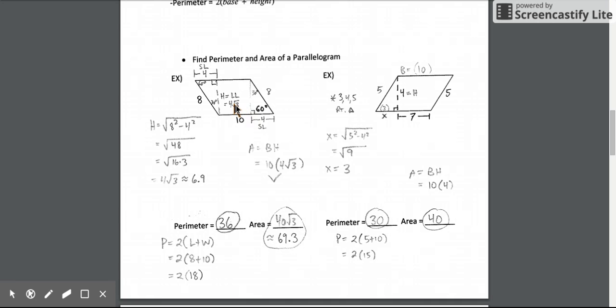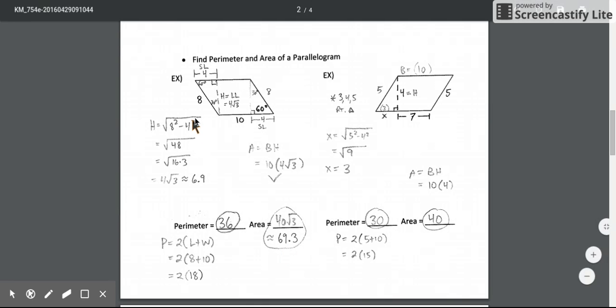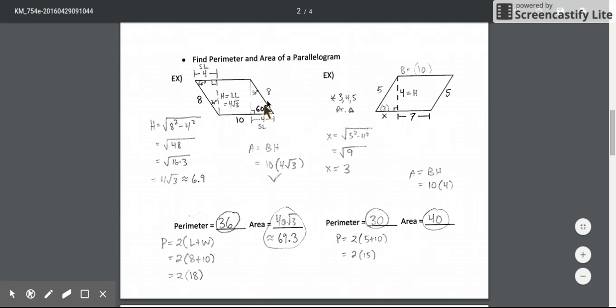So now we have our height and we have our base of 10. We can multiply those two things together to get the area and say it's 40 times the square root of 3, or its decimal approximation 69.3. To find the perimeter, we got all the sides we need. We could add up all four sides or use our fancier perimeter formula, add up the dimensions and double it, and we get a perimeter of 36.